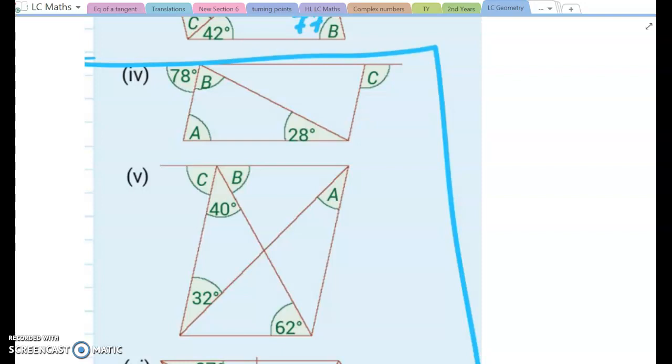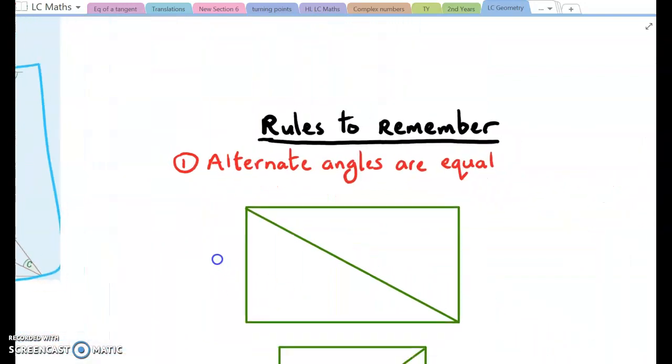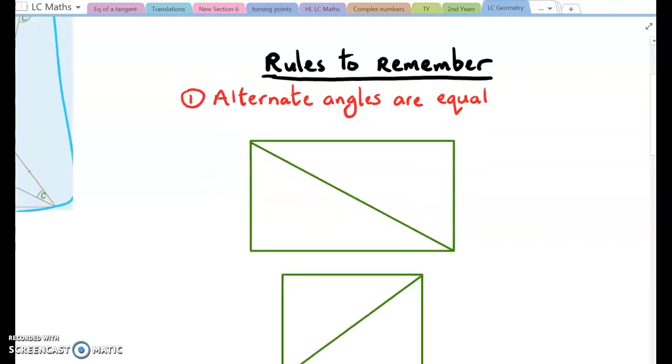In this video we're going to do some geometry angle questions, and I suppose before we even look at the questions there's some important rules that you need to remember when you're doing these questions. And a very important one is that alternate angles are equal.